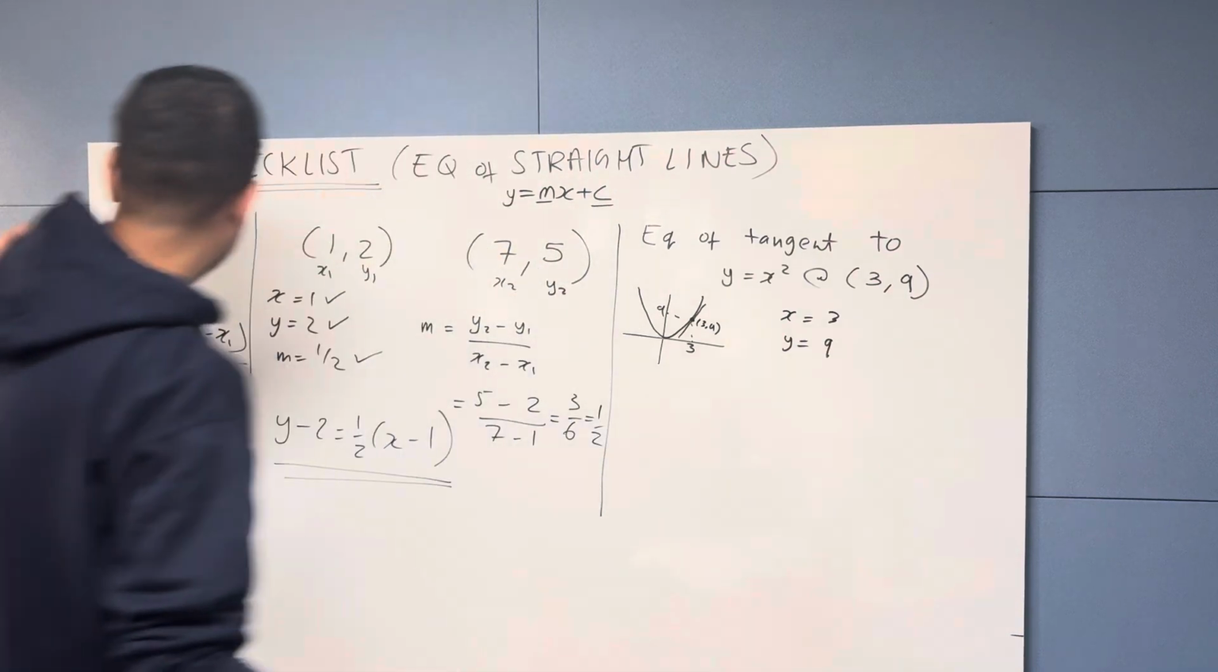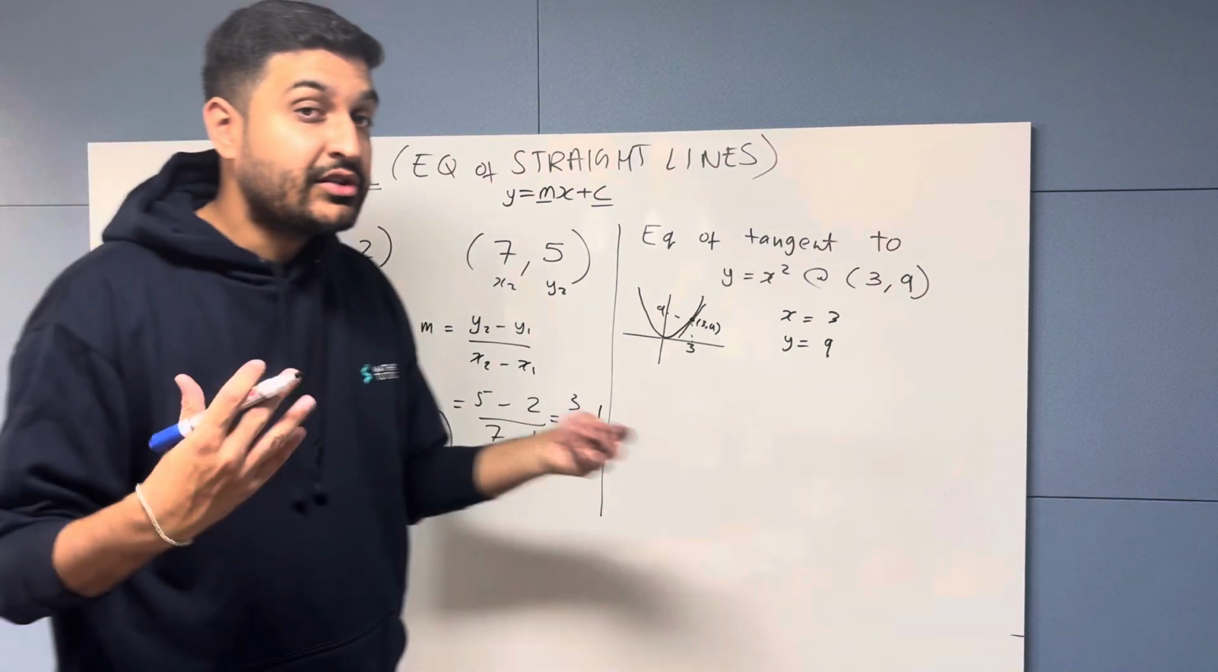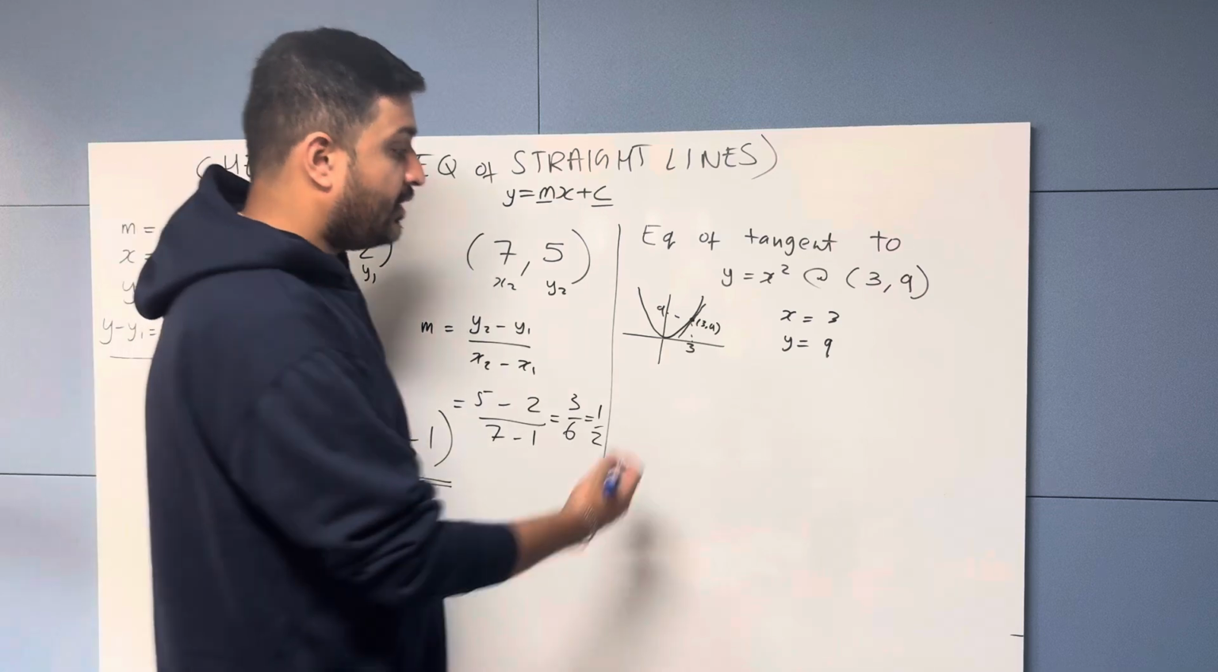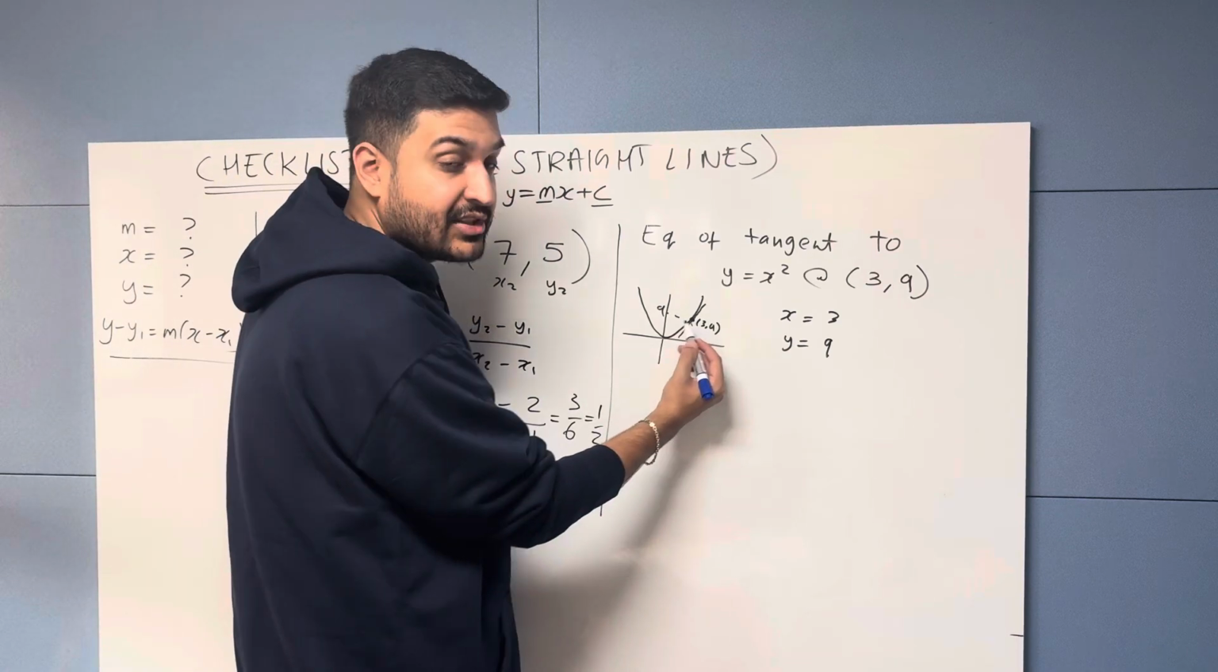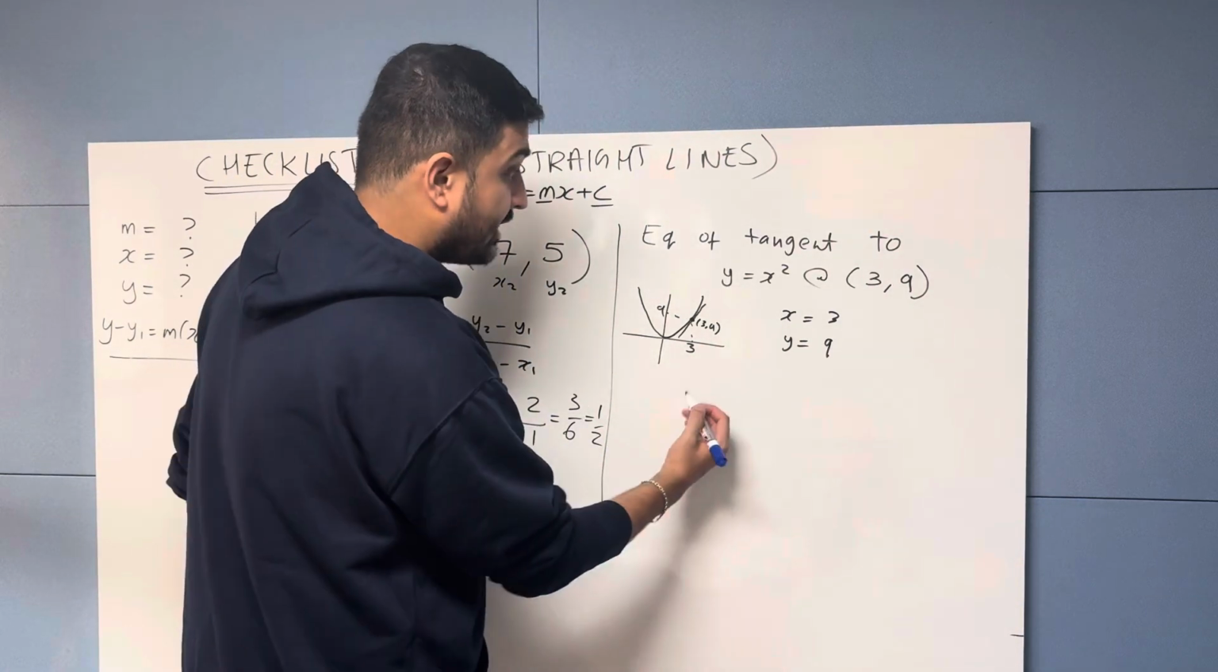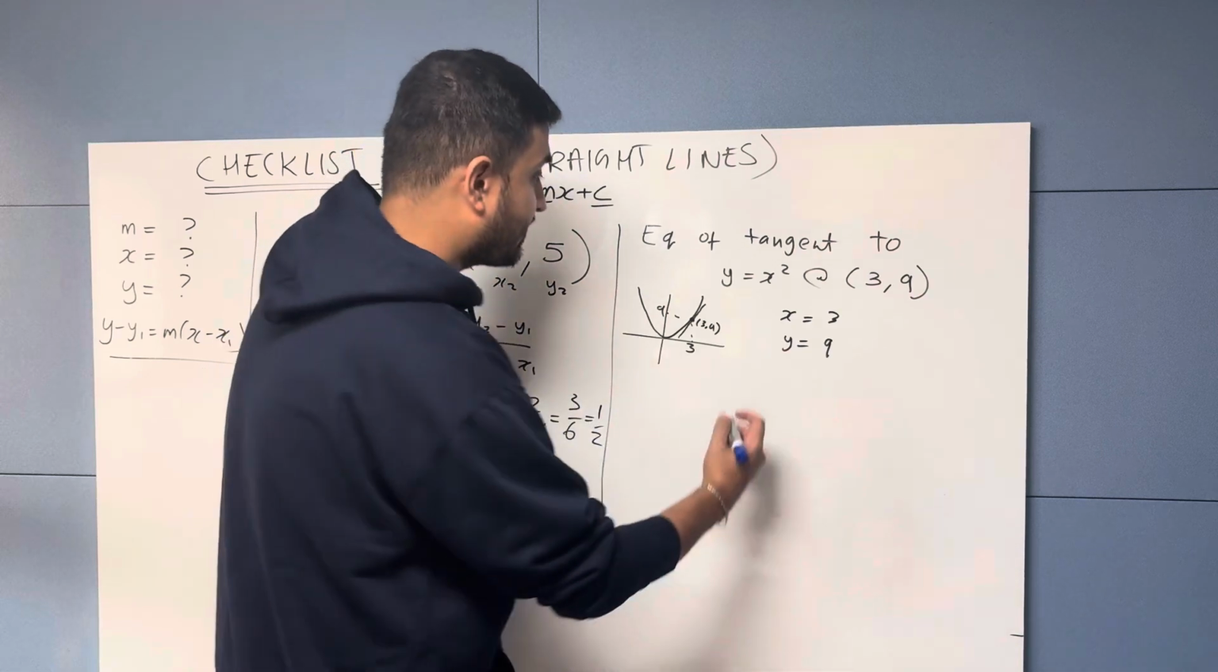So as part of that checklist, those two things are done. We don't know the gradient of the tangent at that point. Well, hold on, the gradient of the tangent at that point is the same as the gradient of the curve at that point. So how do you find gradients of curves? dy/dx.